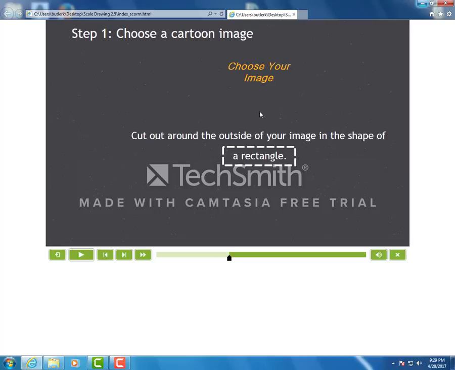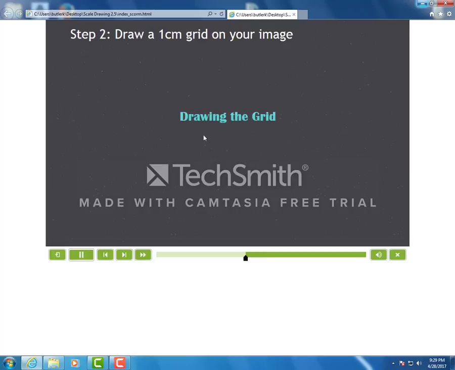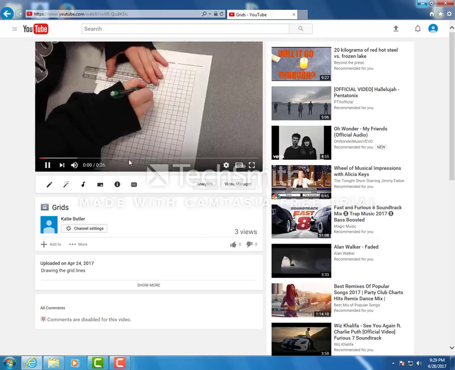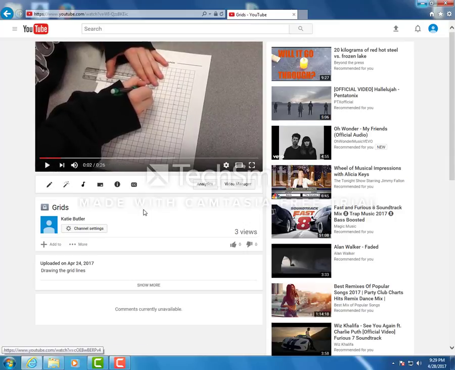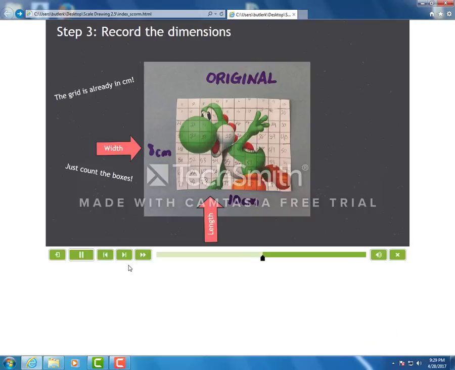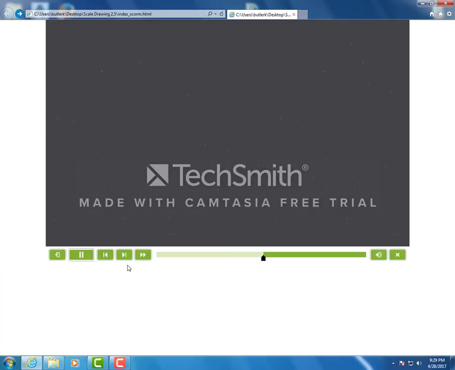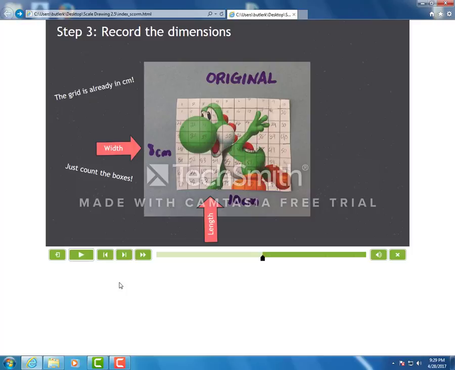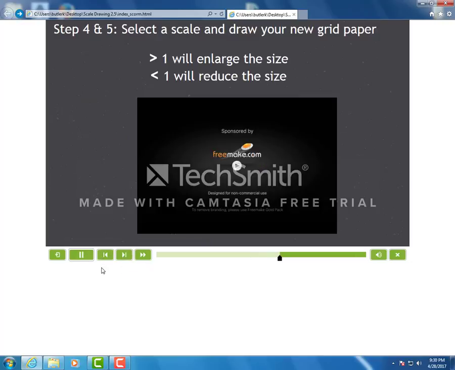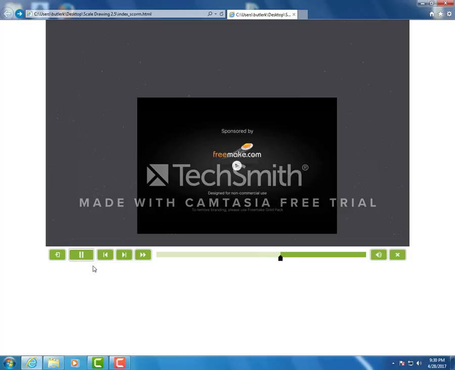This link just brings them to Google to print out an image. The second step is to draw the 1 centimeter by 1 centimeter grid on their image, and this link leads to a video example. After they draw the 1 by 1 centimeter grid, as you can see on this image, they then need to record the dimensions, so they count the length and the width of their image and record that. Then this video shows them how to select a scale and then draw a new size grid.